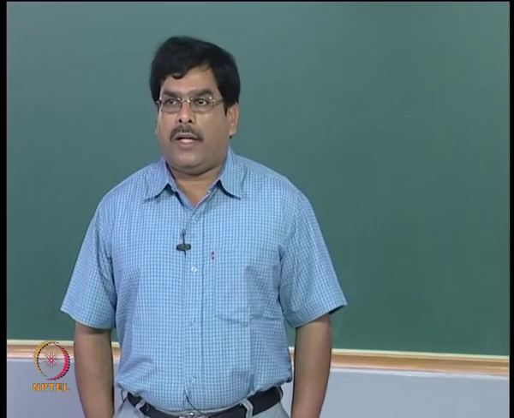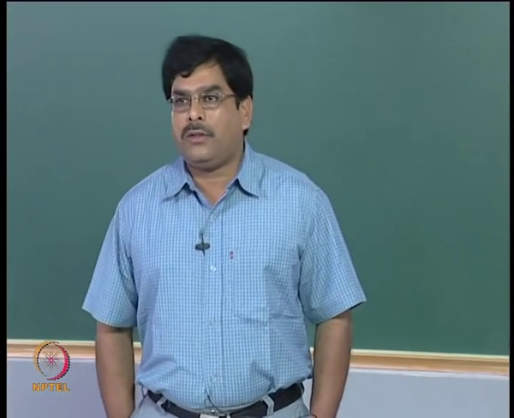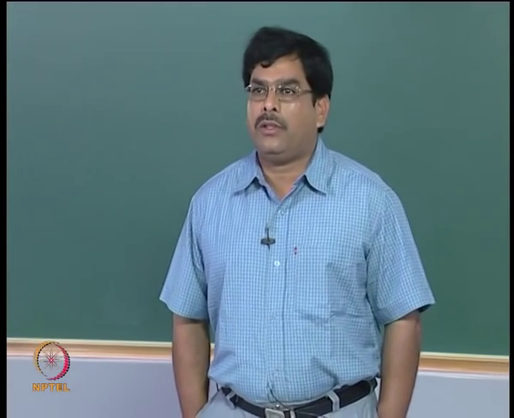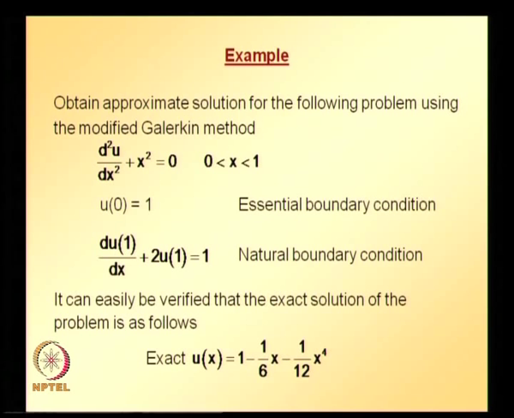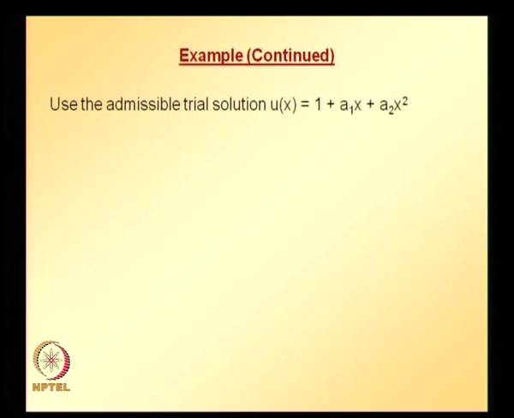The exact solution for this problem is already given to you, and it is u is equal to 1 minus 1 over 6 x minus 1 over 12 x power 4. So now let us go through the procedure. First we need to select a trial solution and make it admissible. To make the trial solution admissible, we need to substitute the essential boundary condition and find one of the unknown coefficients, if it is possible. So the admissible trial solution for this problem is 1 plus a1 x plus a2 x square.